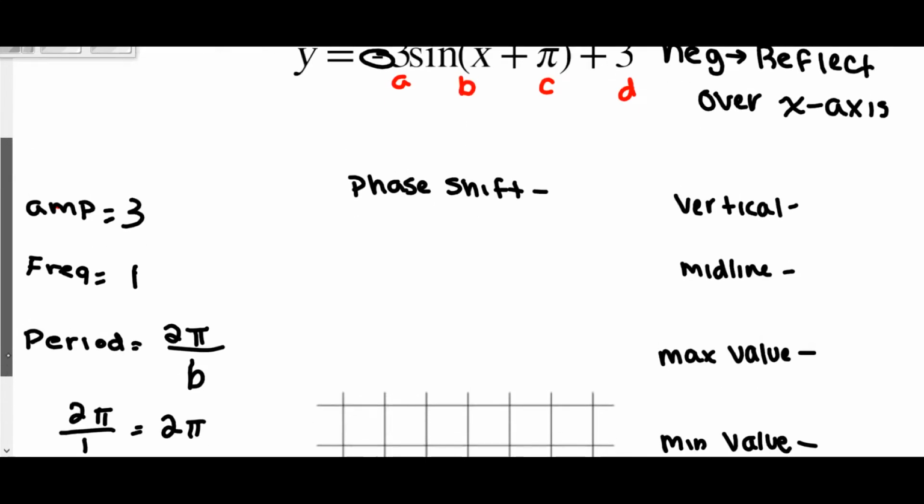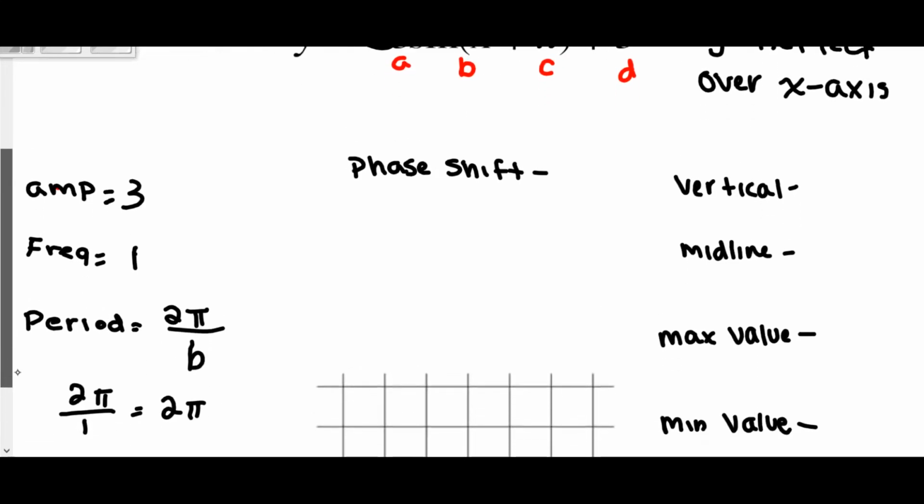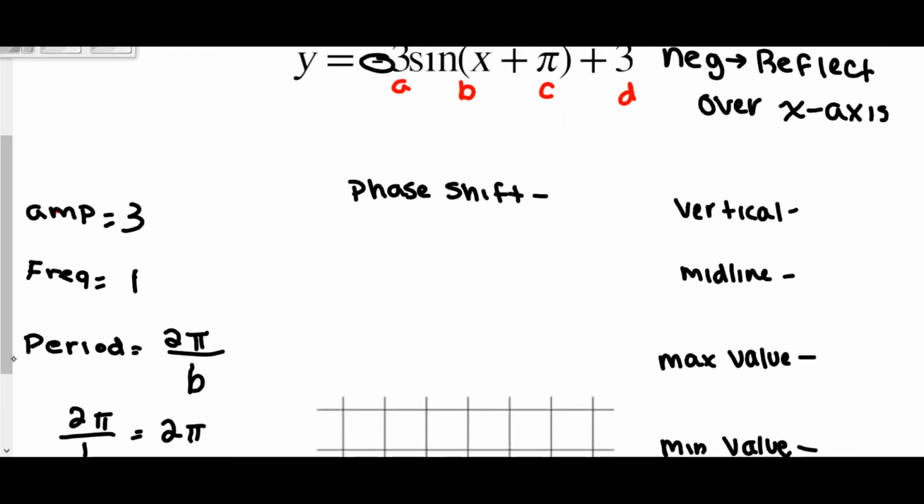Our vertical shift is this d value, so this plus 3. So that means it is going up 3. So we know that for any generic sine or cosine function, the midline is always y equals 0. However, if we have this transformation that brings it up or down, the midline turns into whatever that transformation is. So our vertical shift is up 3. So now that means our midline isn't y equals 0, it's y equals 3.